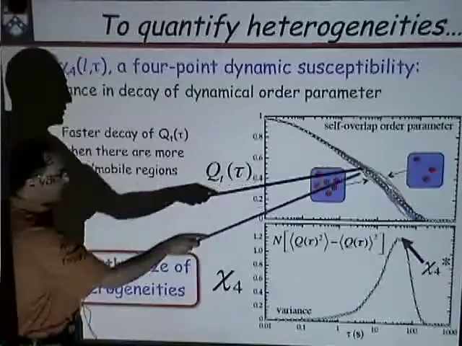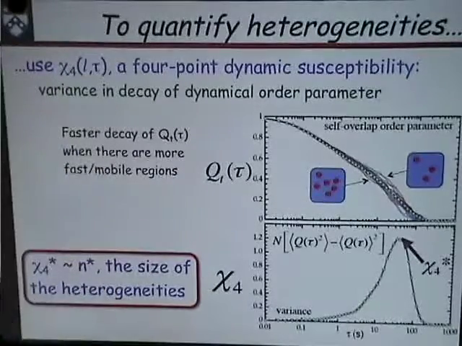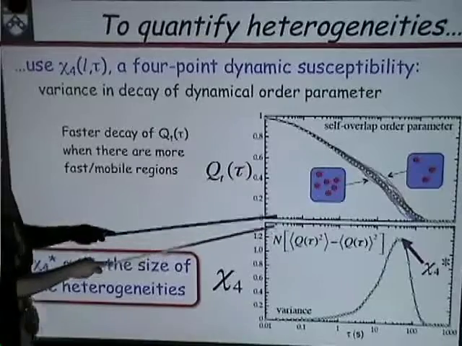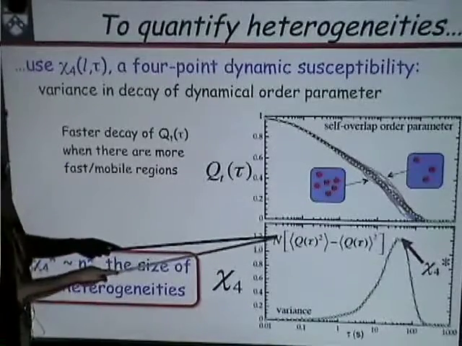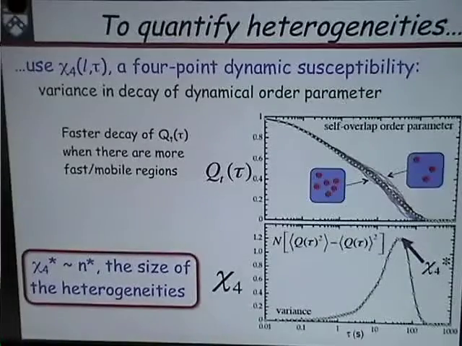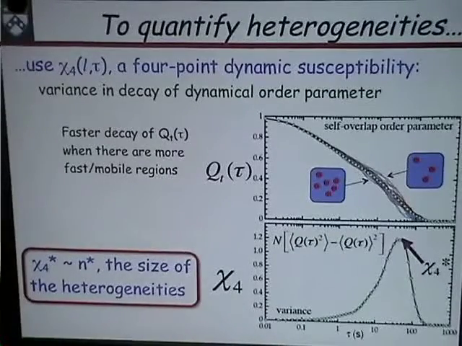And the variance then will depend on the system size. The variance will go down with system size. So to get rid of that effect, you calculate the variance and you multiply by the system size. And that is literally chi-4.